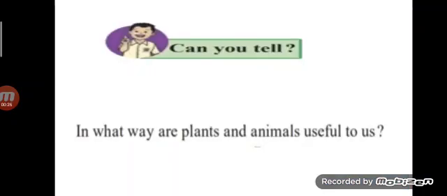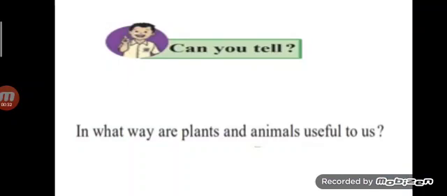We already started with chapter 2, that is Living World. In this lesson, previously we have studied some characteristics of living things. Children, today we are going to learn about useful and harmful living things and about wild animals. Can you tell in what way plants and animals are useful to us?